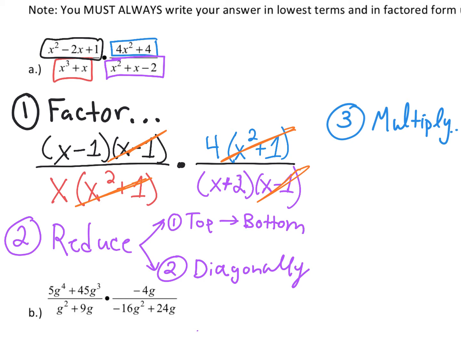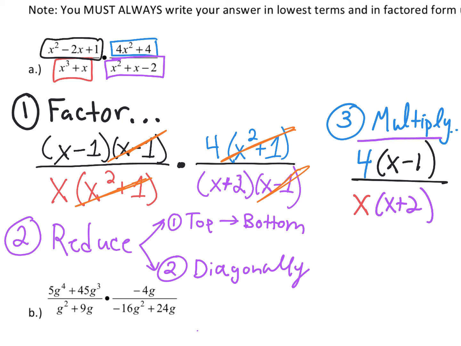So across the top, I have x minus 1 times 1 times 4 times 1. In other words, I have x minus 1 and 4. The cool kids are going to write that as 4 times x minus 1. And then across the bottom, I have an x times a 1 times an x plus 2 times a 1. In other words, I have an x and an x plus 2. So the cool kids would write that as x times the quantity of x plus 2. And that's it. That's done. The end. Congratulations. You successfully multiplied 2 rational expressions.